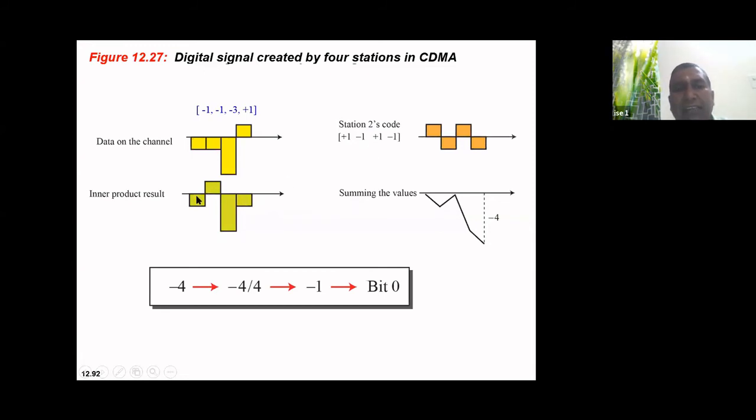And when I add these results, -1 +1 becomes 0, and -3 -1 becomes -4. This -4 value divided by 4, I'll be getting -1. In the encoding system, this -1 value represents a bit 0. So this is how we have shown how the data can be converted into digital signals, that is chip code and data part, and then how the signals are generated, how they are added, and how finally at the end the result is recovered.